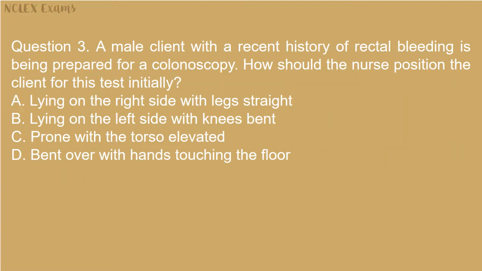Question 3. A male client with a recent history of rectal bleeding is being prepared for a colonoscopy. How should the nurse position the client for this test initially? A. Lying on the right side with legs straight. B. Lying on the left side with knees bent. C. Prone with the torso elevated. D. Bent over with hands touching the floor.